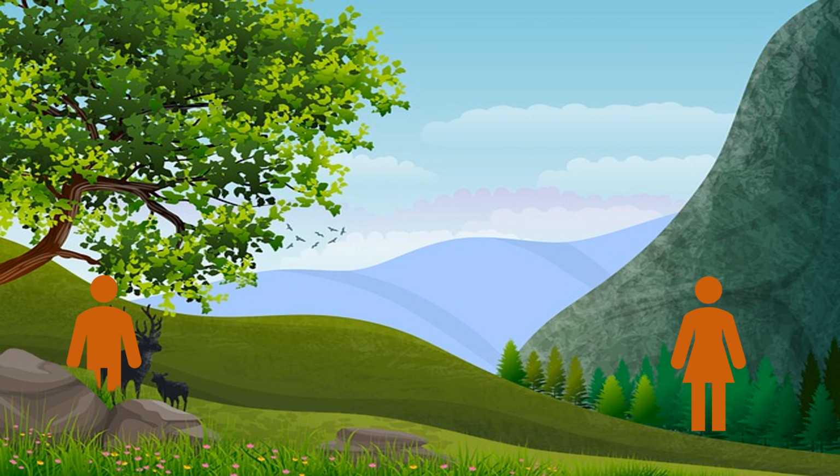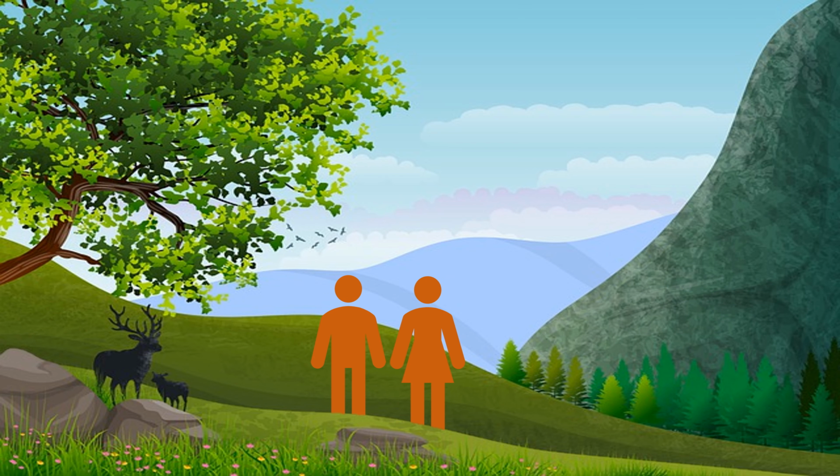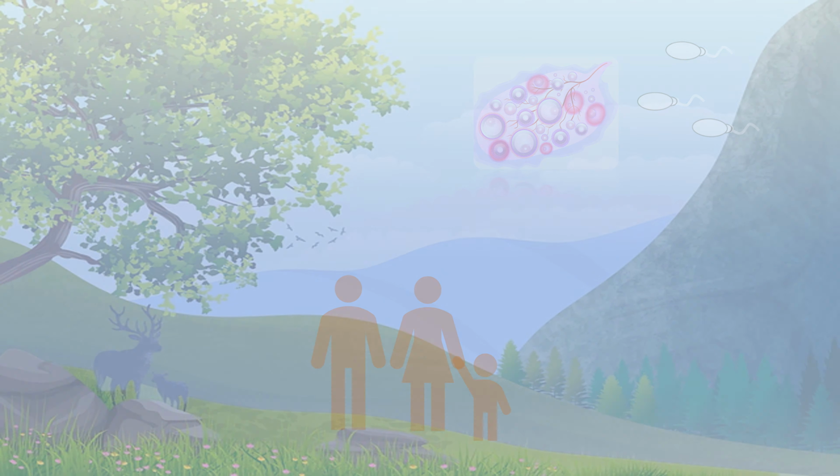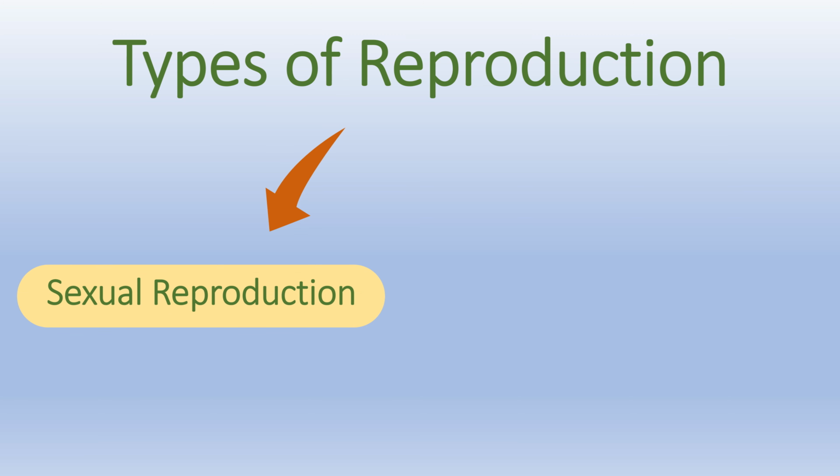Reproduction is the biological process by which new individuals are produced from their parents. There are two different types of reproduction. They are sexual reproduction and asexual reproduction.